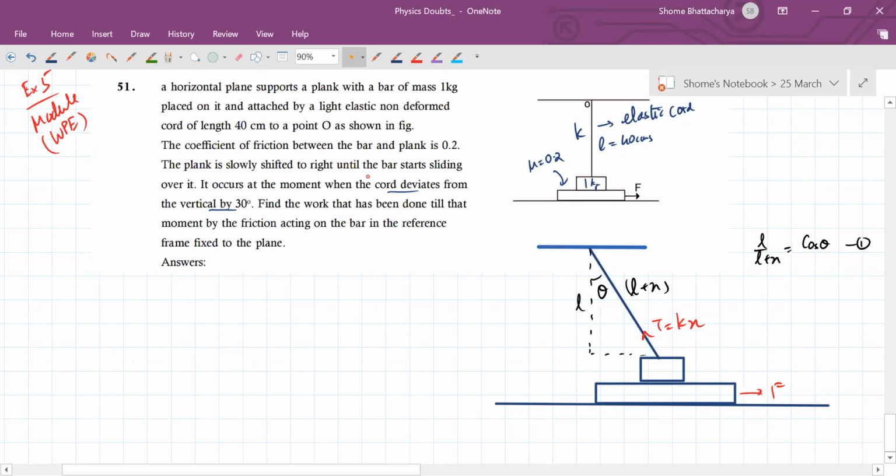So the plank is being slowly shifted to the right until the bar starts sliding. And this occurs at the moment when the cord deviates from the vertical by 30 degrees. So we have to find the work that has been done. So this is being moved very slowly. So this F is a variable force such that it is moving this very slowly. So its velocity is 0, acceleration is 0.